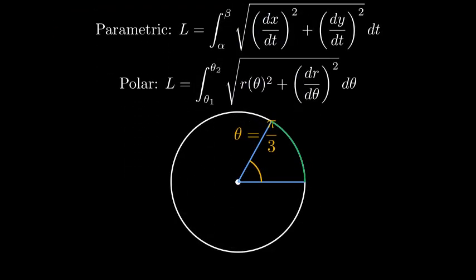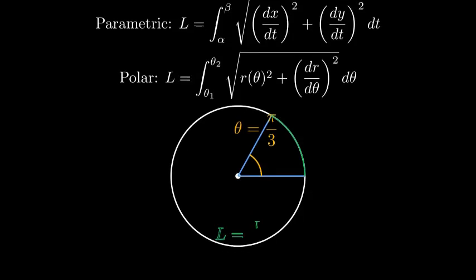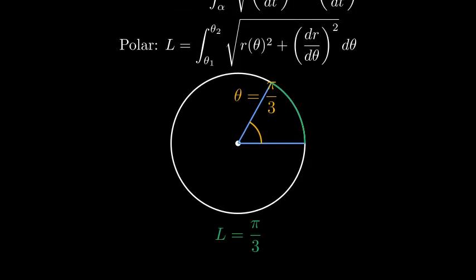Example A. Arc on the unit circle from angle 0 to 60 degrees. On the unit circle, the radius is 1, and the arc length equals the central angle in radians. 60 degrees is pi over 3 radians, so the arc length is pi over 3.